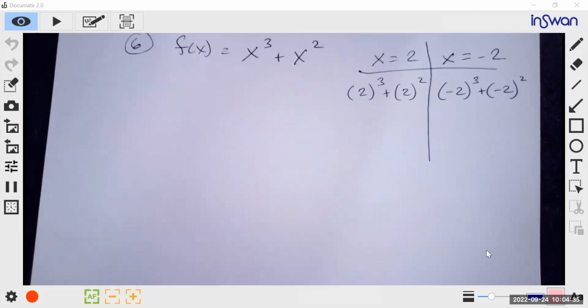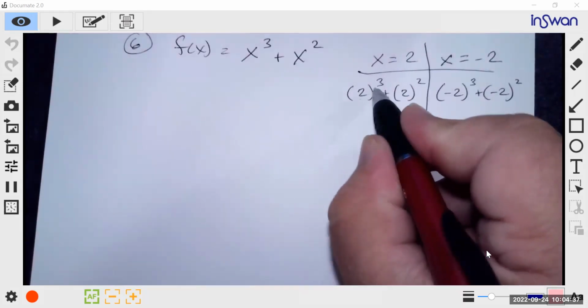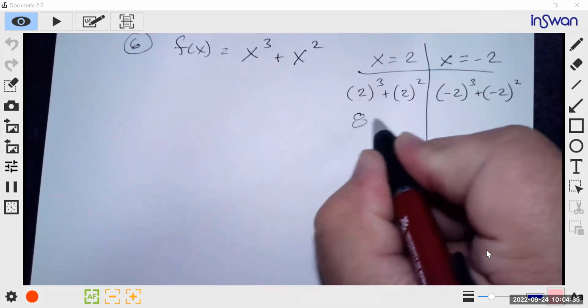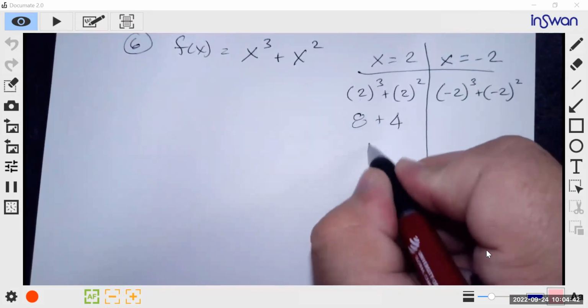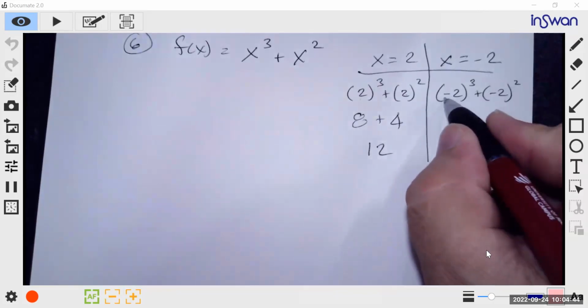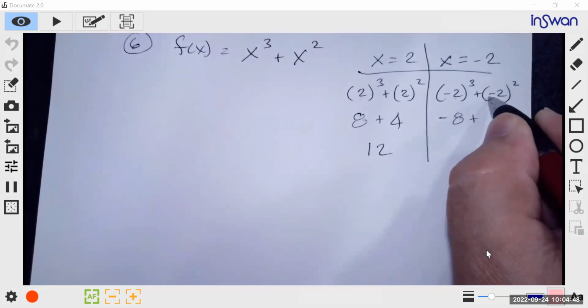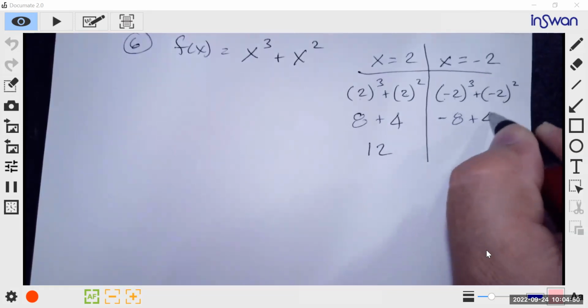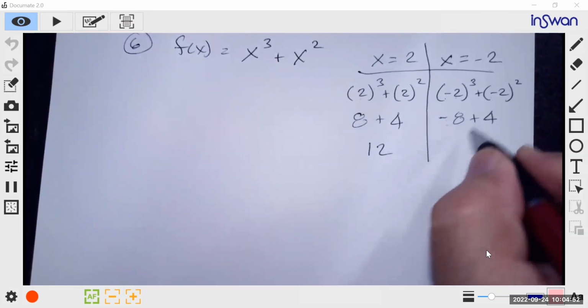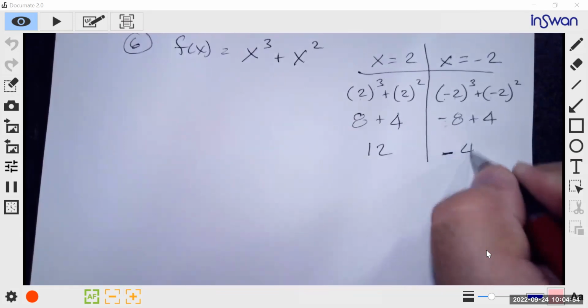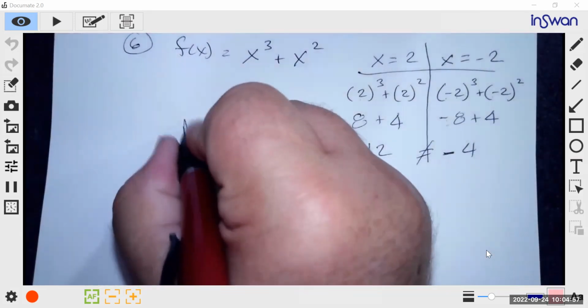It's neither again. Well, that's fine. 2 cubed is 8. 2 squared is 4. It's 12. Negative 2 cubed is negative 8. Negative 2 squared is positive 4. 8 is bigger than 4, so it's negative 4. So it's neither.